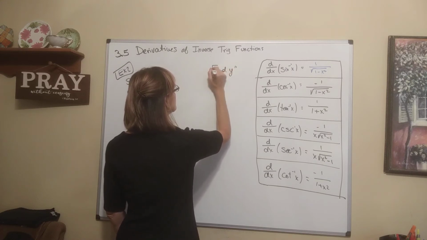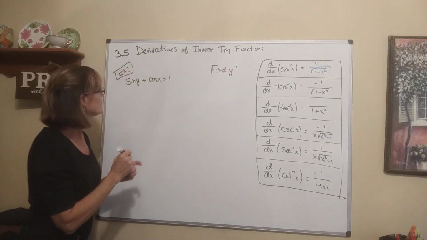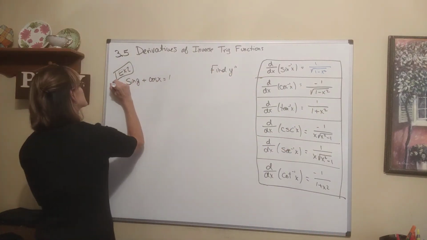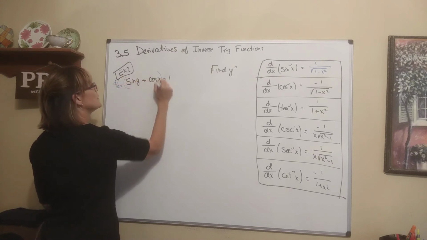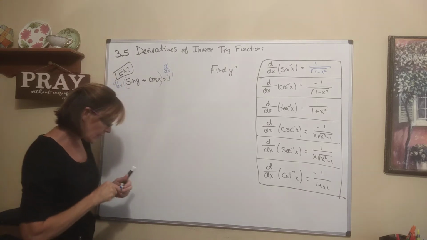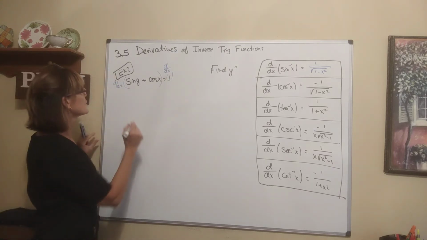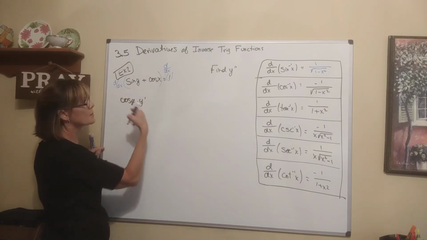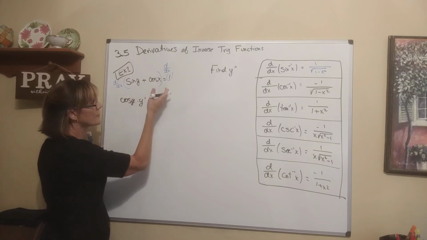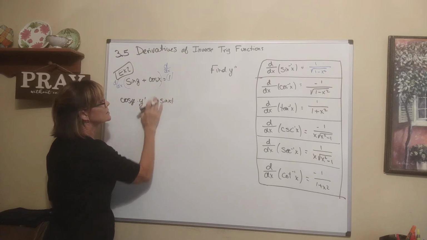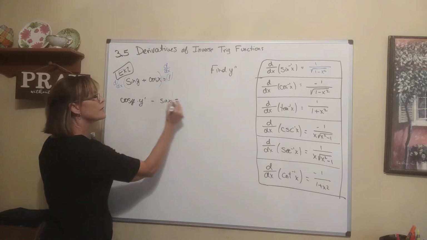Find y double prime. Okay, so first let's find y prime by taking the derivative with respect to x on both sides. So let's do that. d/dx of this side, d/dx of this side. Okay, the derivative of the sine is cosine. So this first term is going to be the cosine of y times y prime, because y is a function of x. That's chain rule. Plus the derivative of cosine of x, which is negative sine x, is equal to the derivative of 1, which is 0.